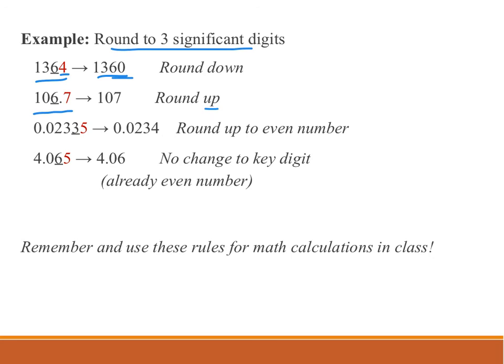Here I have 106.7, and I'm being asked to round up because I need 3 significant digits, and the 0 in between the 1 and the 6 will count. So the 7 is going to turn the 6 into a 7, and 107 will be the answer.